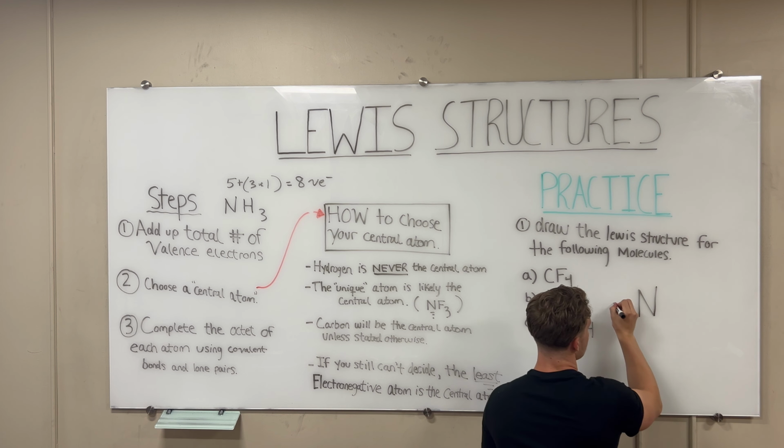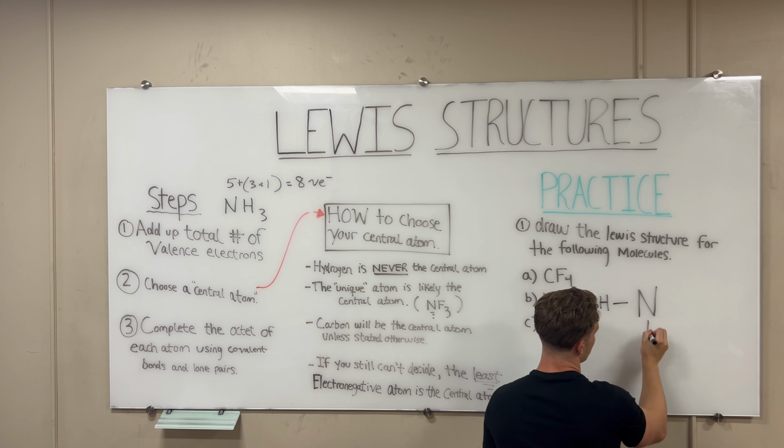I'm going to put 3 hydrogens bonded to this nitrogen, right? So we have 8 total valence electrons to work with. How many have we used so far? So we have 2, 4, 6 that we've used. So we only have 2 valence electrons left to work with. So we've used up 6. We only have 2 left to work with.